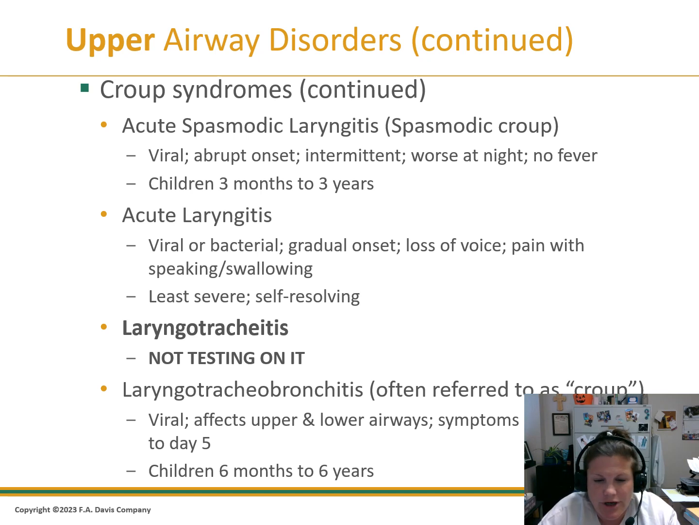Okay, so laryngotracheobronchitis and acute spasmodic laryngitis. These 2 of the 4 are the most similar, but there are some very important differences. If you memorize these differences, you will do fine with this content on an exam and in clinical practice. But the really only way to do that is to study it to the point of memorization. Okay, both of them are viral. Acute spasmodic laryngitis or spasmodic croup, and laryngotracheobronchitis, often referred to as croup. They both have an abrupt onset. The difference is that with acute spasmodic laryngitis, it's more intermittent, and the problems or the symptoms are worse at nighttime.